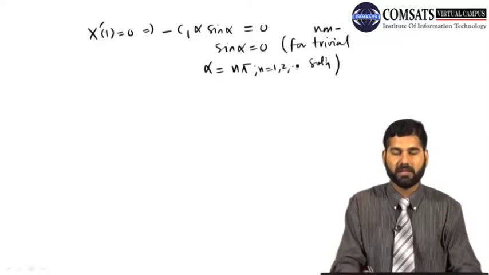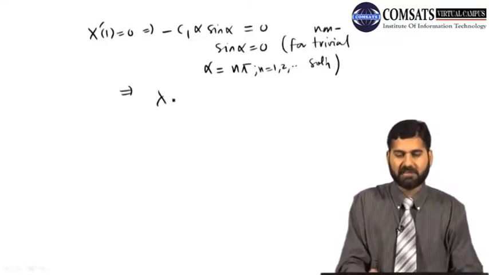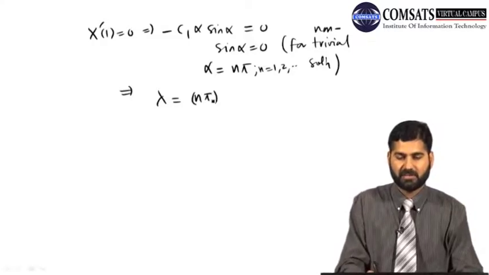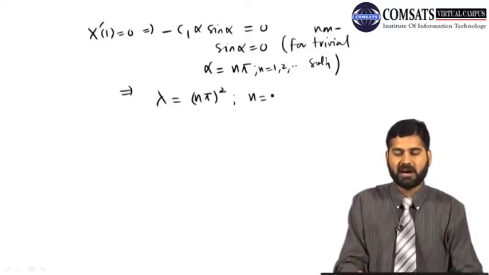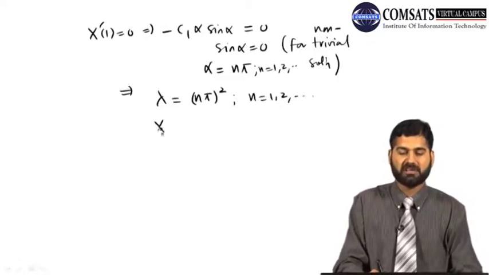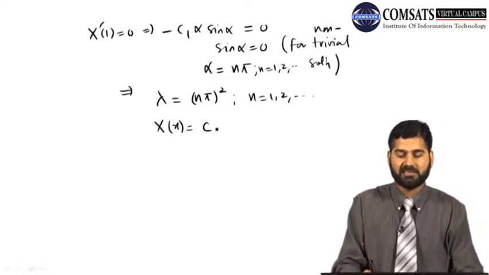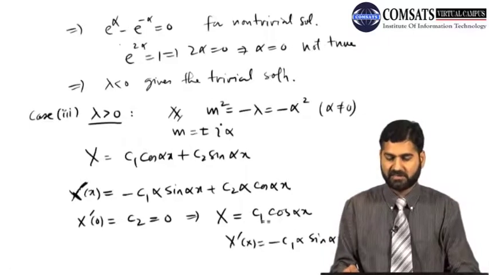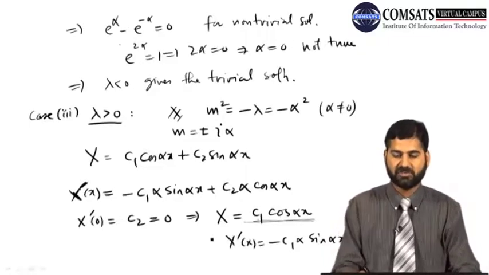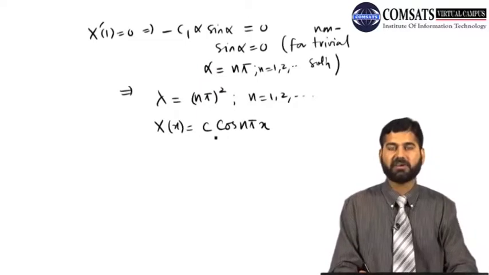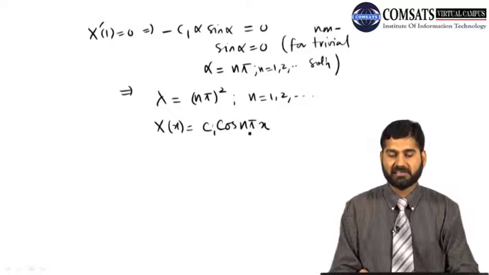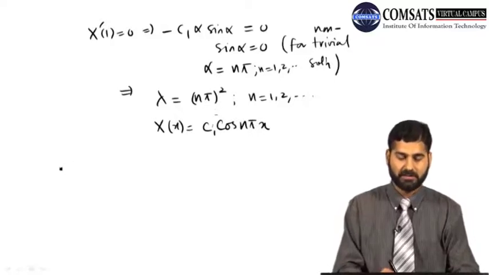So this implies that lambda, which is alpha square, is n pi square. Same eigenvalues. I got the same eigenvalues, but the eigenfunctions are different. X is a constant times cosine alpha x, cosine n pi x. So you see, the eigenfunctions are different in this case, but the eigenvalues are the same.